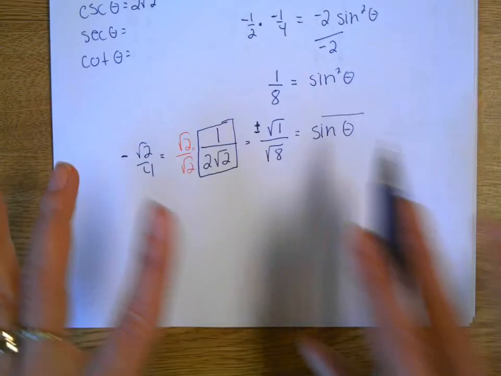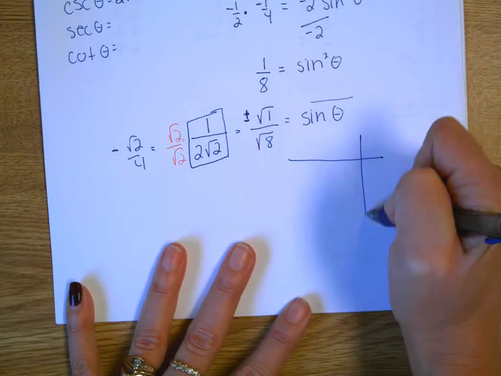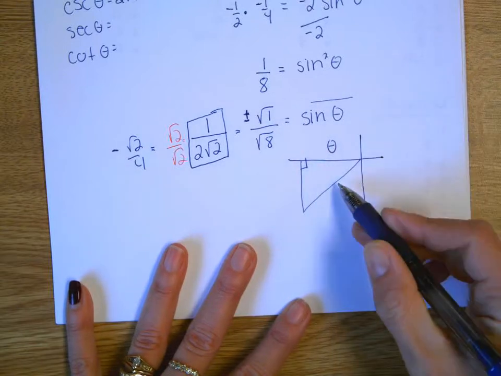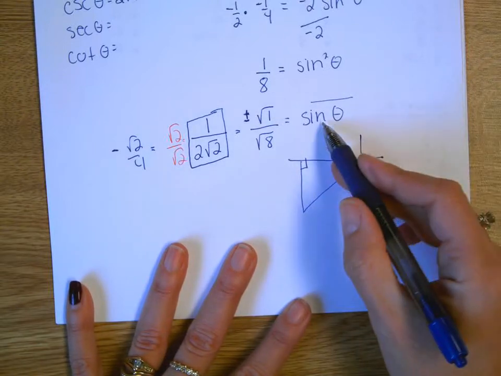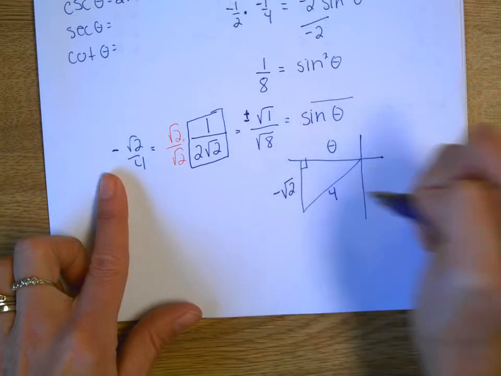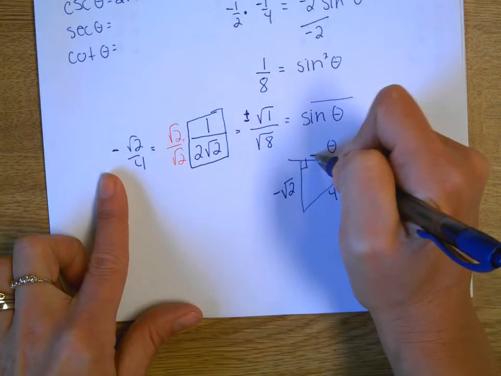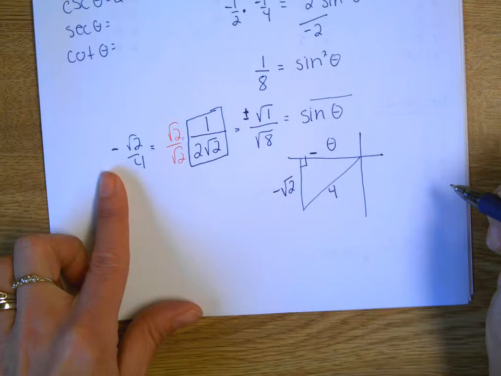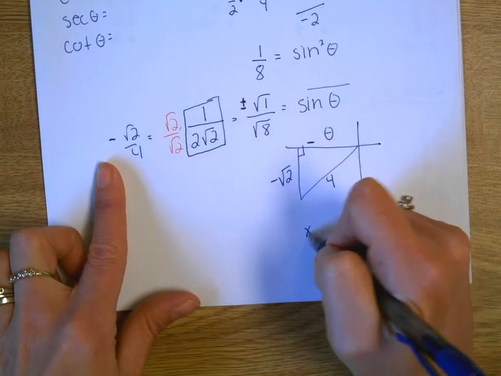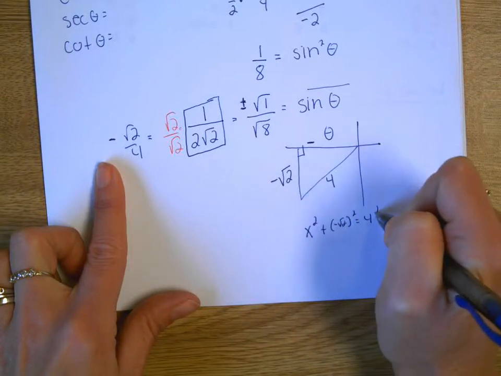So, let's do the triangle, then I'll show you what we did in both of them. So, quadrant 3. This is angle theta. I know this sine ratio is negative square root of 2 over 4. And then we got to find the negative x value. Putting my negative down right off the bat. So it's going to be x squared plus that negative square root of 2 squared equals 4 squared.